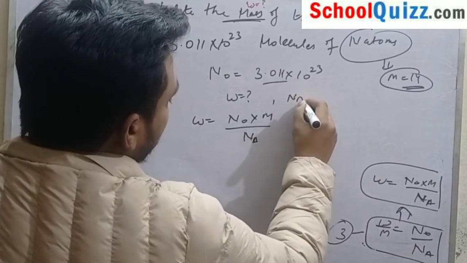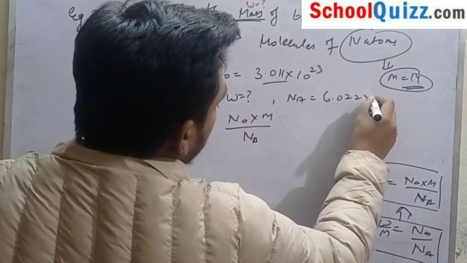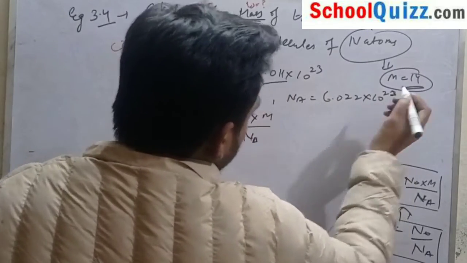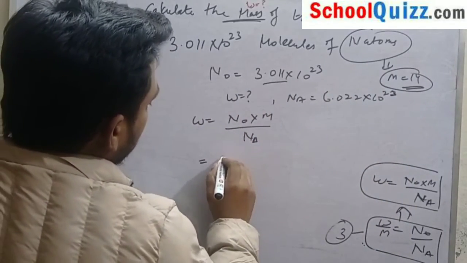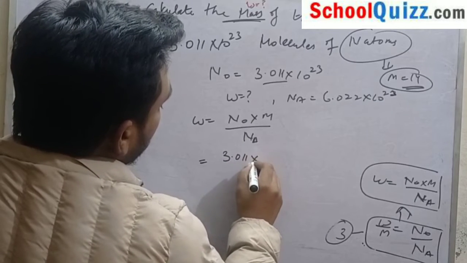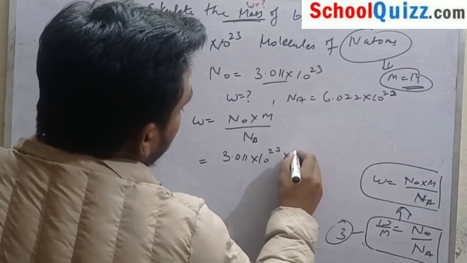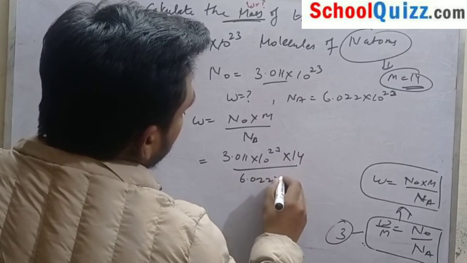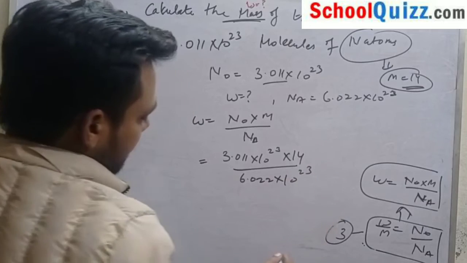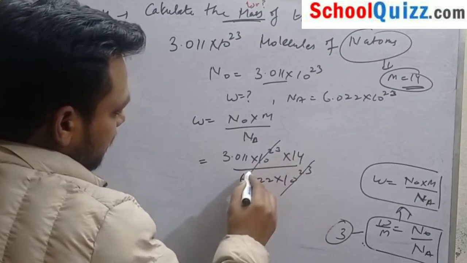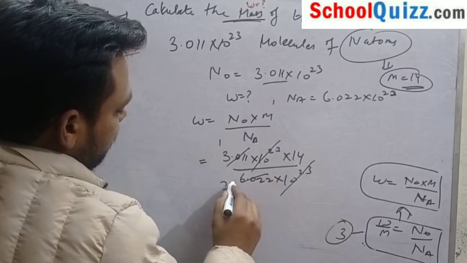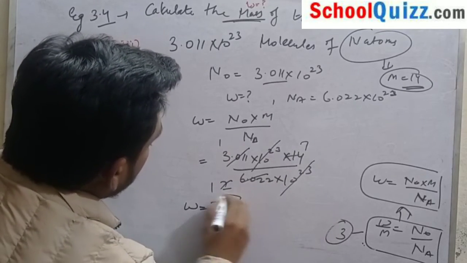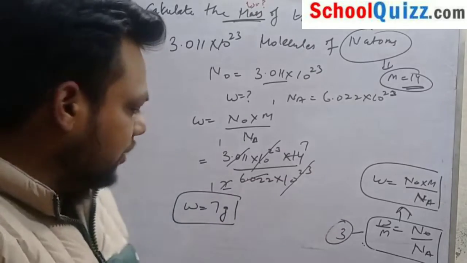And as we know, Na is 6.022 into 10 is power 23. N naught is 3.011 into 10 is power 23, M is 14, and Na, the Avogadro number, is 6.022 into 10 is power 23. So we will cancel it out. This gives 1, 2, 1, 7. So weight comes out to be 7 gram.